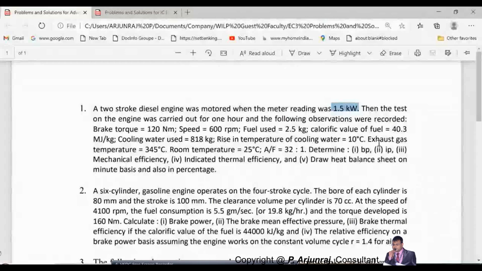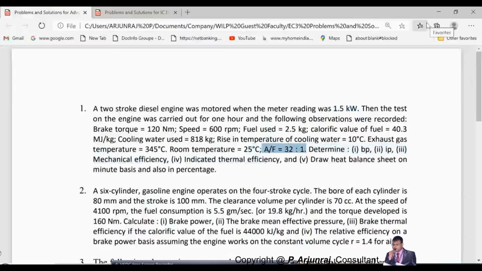In last class we have seen the exhaust gas temperature difference: exhaust gas temperature minus room temperature will give you the delta T for the exhaust gas. And they given the air fuel ratio is 32 is to 1. This is the air fuel ratio they given. So now we will see how we need to calculate this problem.